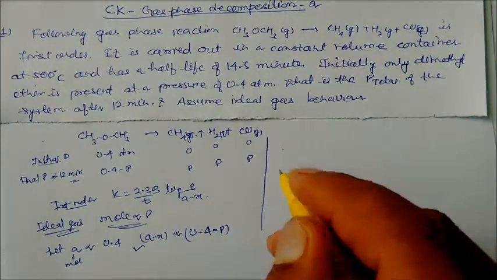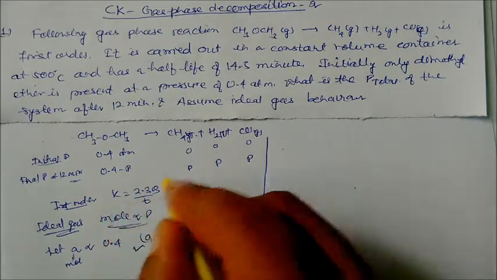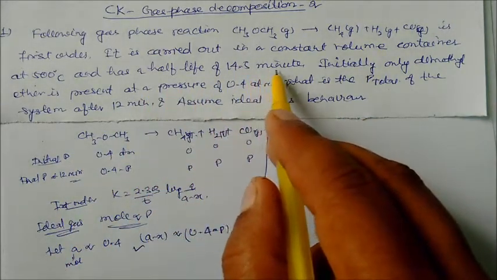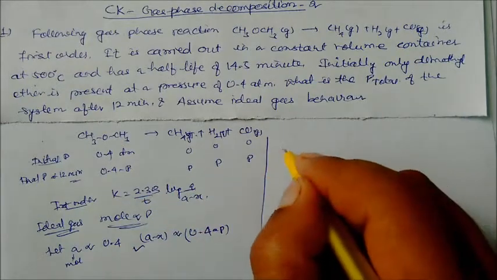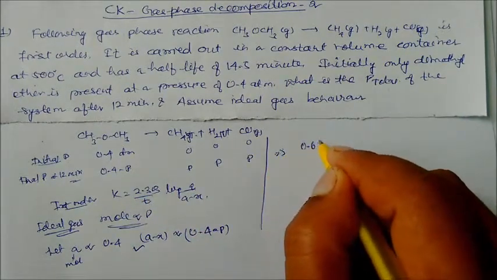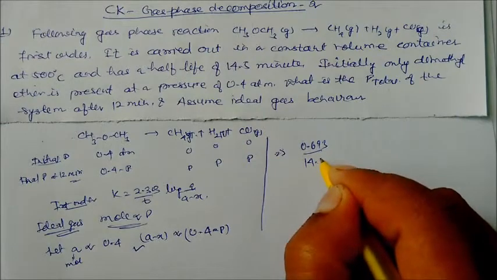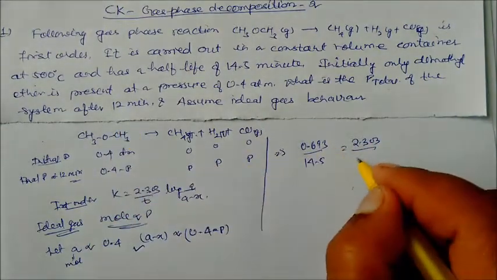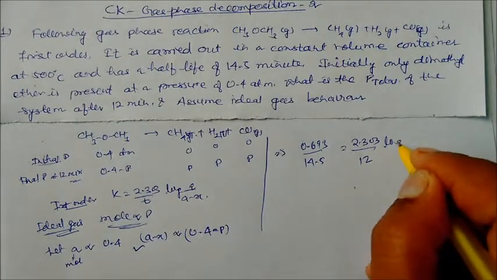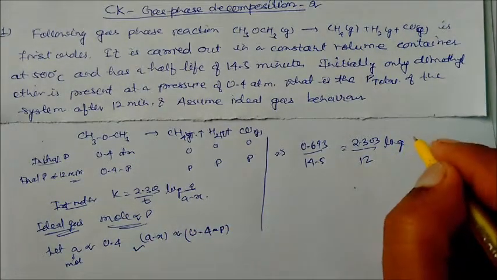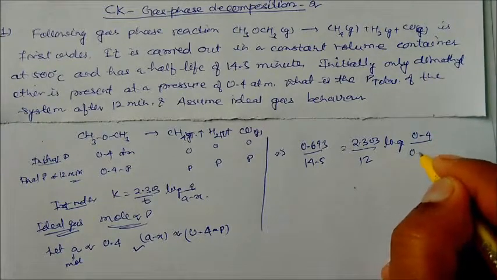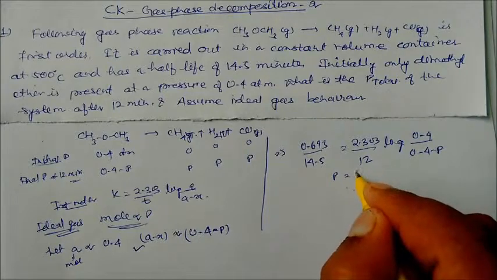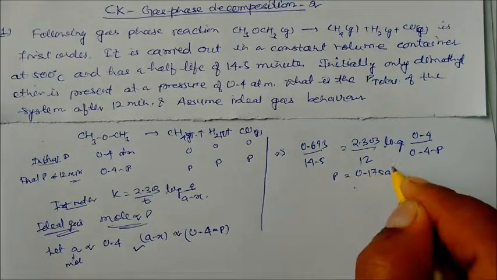So let's put it. Now K we can get from the half-life they have given here, which is 14.5 minutes. So this implies that 0.693 divided by 14.5 is equal to 2.303 divided by the time, which is given here as 12 minutes, times log of A divided by A minus X. A is 0.4, so you put 0.4, and this will be 0.4 minus P. Here we can solve it and we get P equal to 0.175 atmosphere.